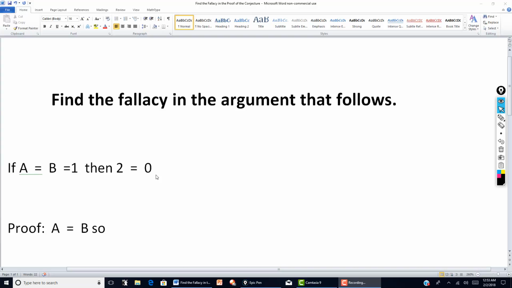Normally in mathematics, when you're going to prove something, you're given certain conditions that are assumed to be true, and you use basic ideas known to be true to come up with the conclusion. So in this particular case, I'm given that A is equal to B is equal to 1. In other words, A equals 1 and B equals 1. And I'm going to show that 2 must be equal to 0. So here is the way I'll do it. We're given A is equal to B.